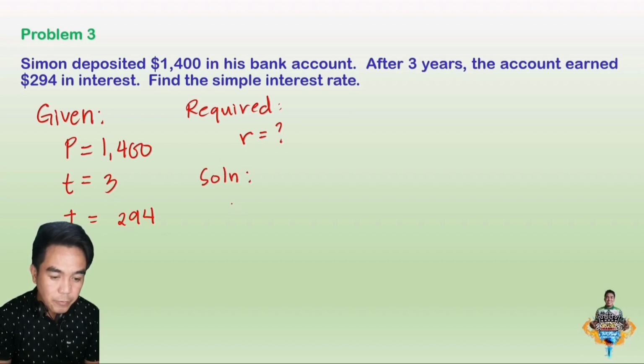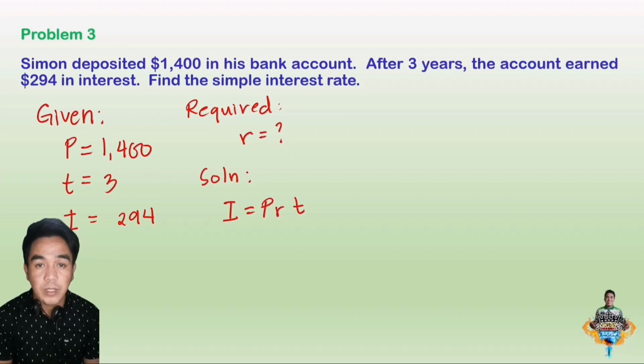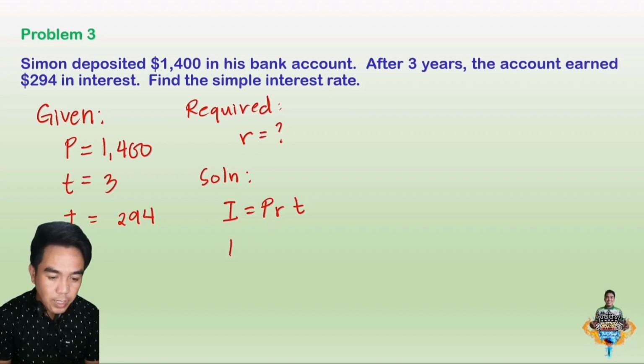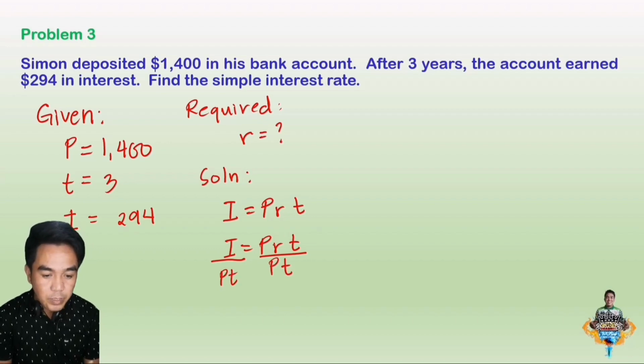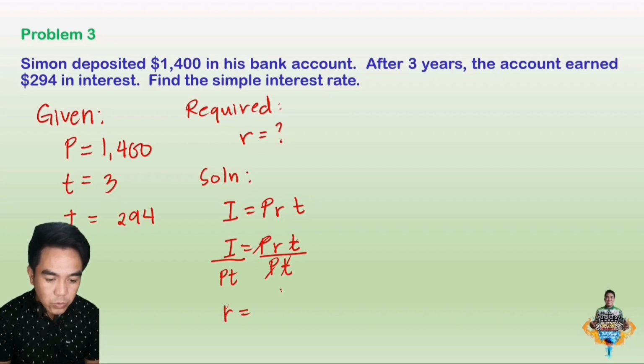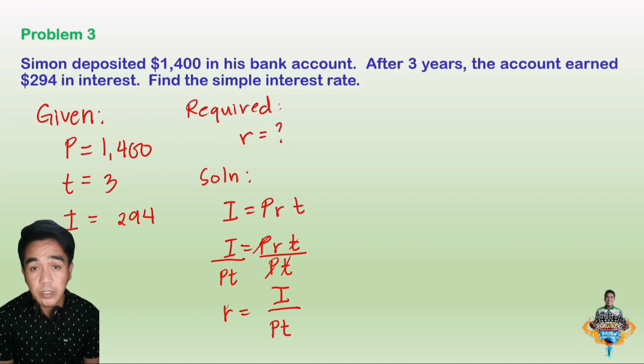Again, let's go back to the formula. I is equal to P, R, T. Let us solve it algebraically, so let us derive. So I is equal to PRT. Divide both sides of the equation by P and T, the principal value and the time. Cancel, cancel. So we have now R is equal to the interest over the product of the principal value and the time.